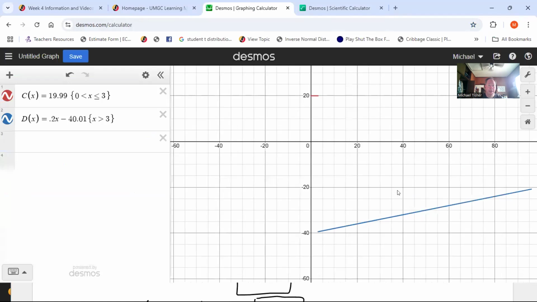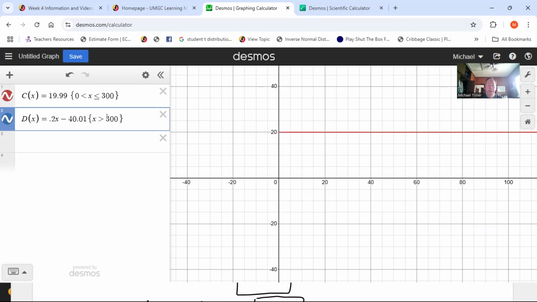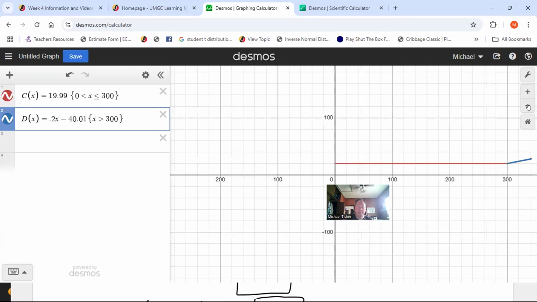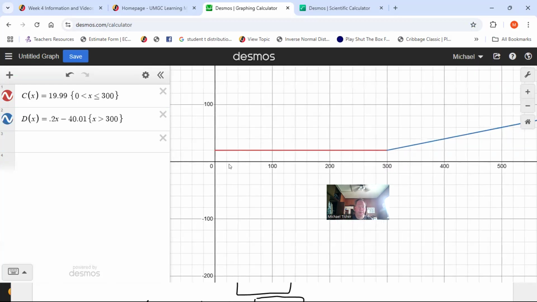Okay, I've already graphed it right here. We have 19.99, where 0 is less than x is less than or equal to 300. So let's change this. And then we want x to be greater than 300 for this one. Then we can zoom out to see it more, and it looks something like this. We can see that when x is between 0 and 300, the cost is steady at 19.99. And then after 300 minutes, the cost rises for each additional minute.